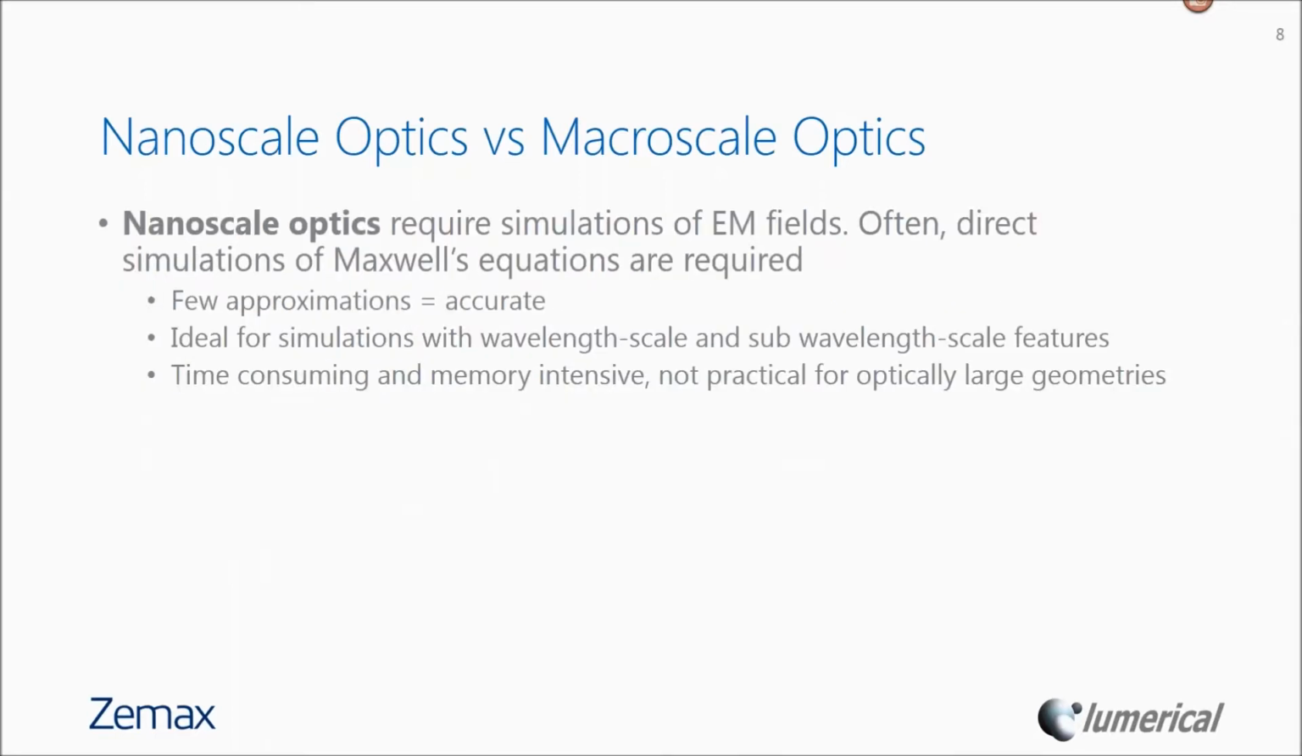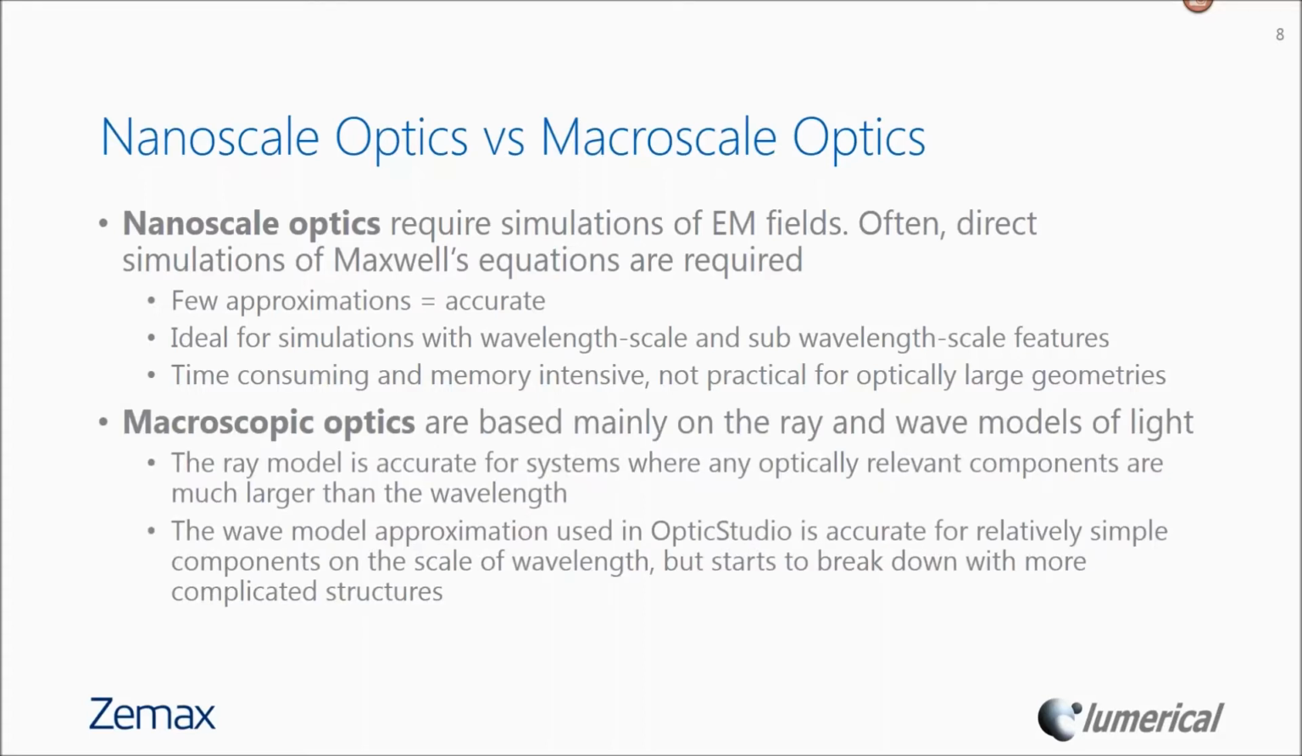So as Gil mentioned, no single solver can accurately or efficiently capture optical effects at both nanoscale and macroscale, since they tend to require different types of physics. Nanoscale optics require simulations of electromagnetic fields, and this is what all of Lumerical's photonic solvers do. And very often these solvers will carry out direct simulations of Maxwell's equations. And these simulations tend to have very few approximations, which makes them very accurate and really ideal for cases where you need to capture light interaction with wavelength scale or sub-wavelength scale features. However, they also tend to be very time-consuming and memory-intensive, which makes them not very practical for optically large geometries.